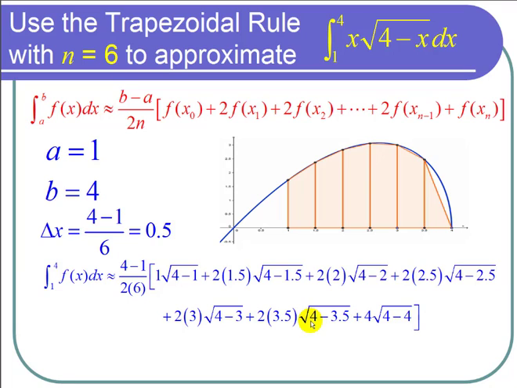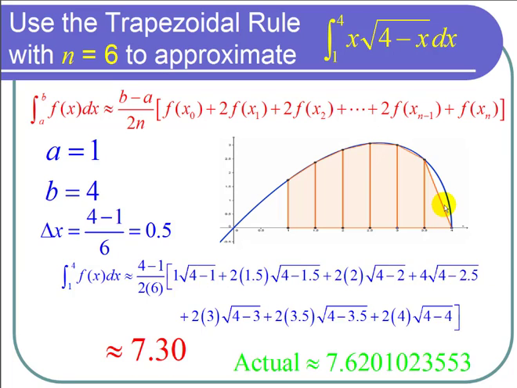So I worked that out on my calculator, and what I got was about 7.30 for my approximate area. Notice that our area of the trapezoids looks like it's a little less than the true area. And the true area, I used a calculator for, to 10 decimal places of accuracy, I get 7.62010, etc. And you can see 7.6 is not that far from 7.3. And I'm done with the problem.